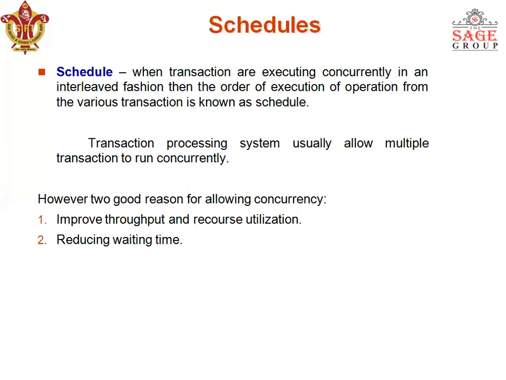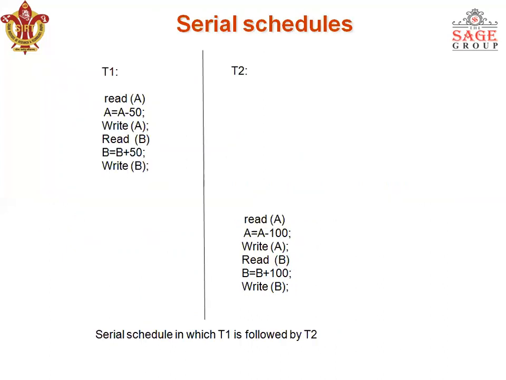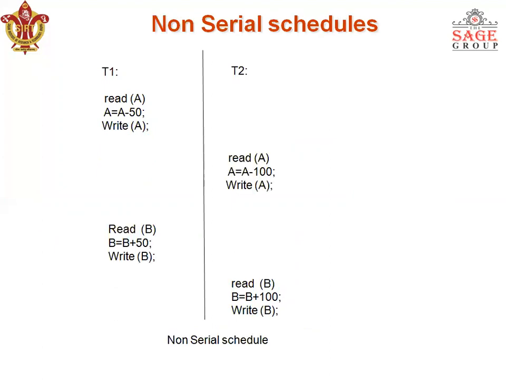After that, we discussed what a schedule is. We discussed two types of schedule: serial schedule and non-serial schedule. This is the example of two transactions, T1 and T2. This example shows what a serial schedule is, and this is the non-serial schedule.